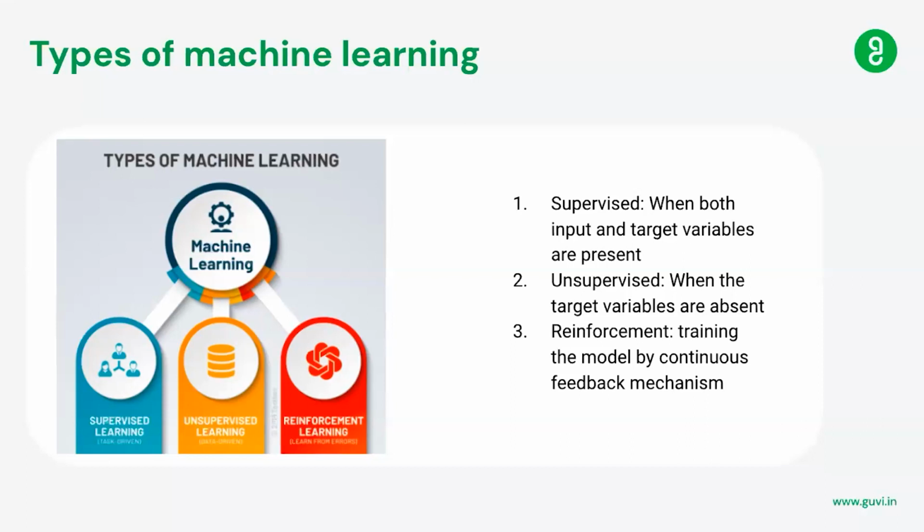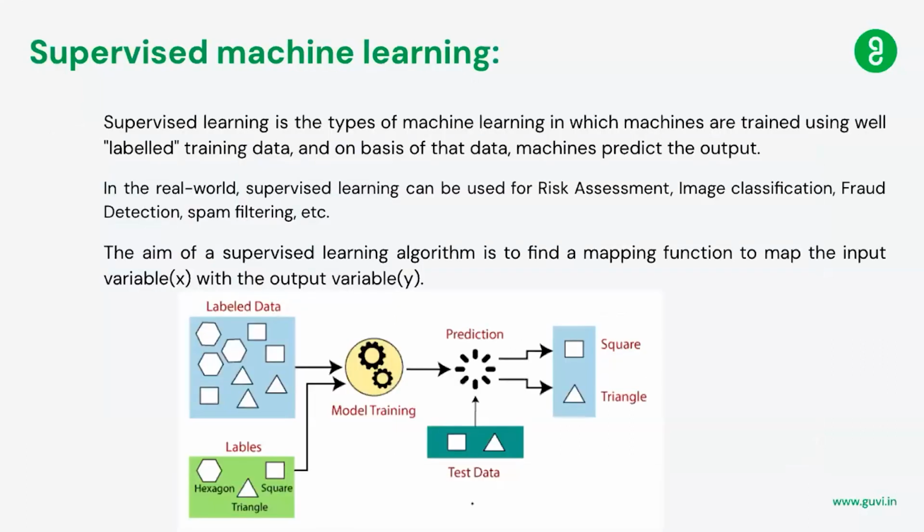So this is how there are different kinds of machine learning. Today we'll go into details on unsupervised and supervised learning, and we'll see what are the different models that we can train within each of these brackets. So let's start with supervised learning.